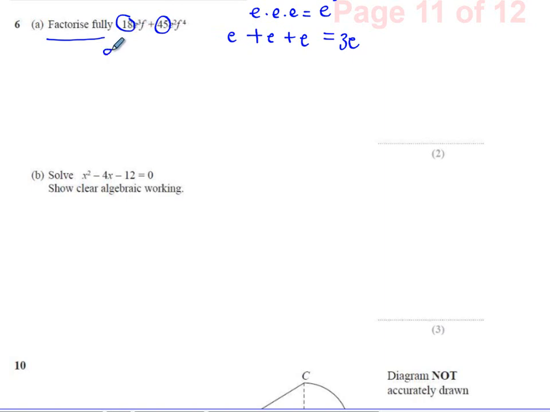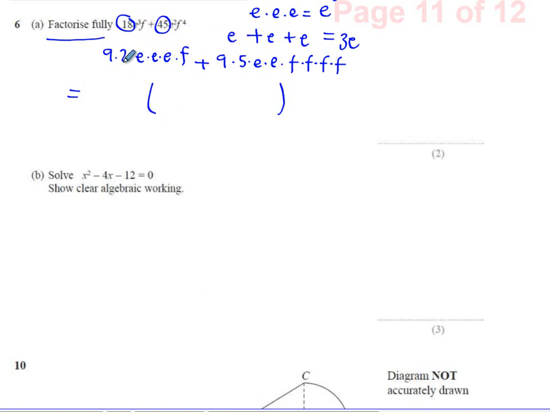So 9 times 2 is going to give me 18. E cubed is E times E times E. F is times 1F. So basically 18E cubed F, if I break it up, is 9 times 2 times E times E times E times F. What about 45? 45 is 9 times 5. E squared is E times E. And F to the power 4 is F times F times F times F, 4 times. Now hopefully this helps you see how you can factorize this particular expression fully.